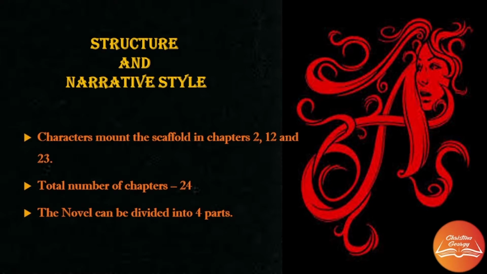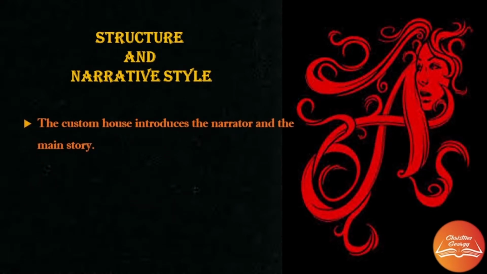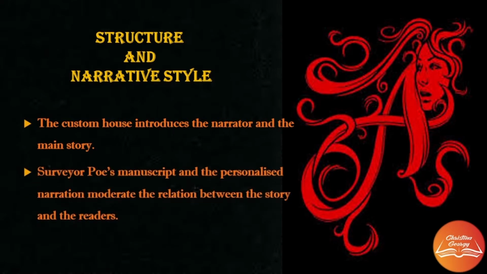In the first part, the community and the 4 central characters are the active agents. In the second, it is Chillingworth. In the third, it is Hester. And finally, in the fourth, it's Dimmesdale. The 24 chapters mark the rise and fall in the fortunes of the main characters. The custom house introduces the narrator and the main story. Surveyor Pue's manuscript and the personalized narrator, with his conventional tone, moderate the relationship between the story and the reader.